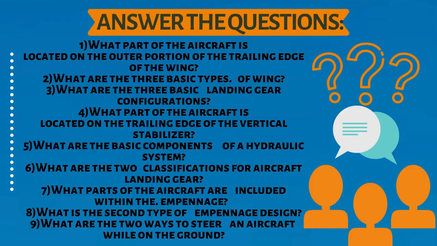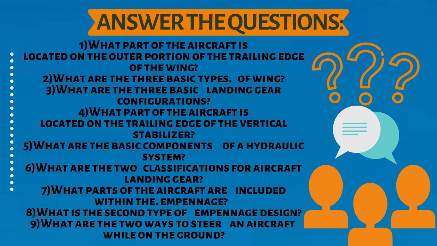Answer the questions. What part of the aircraft is located on the outer portion of the trailing edge of the wing? What are the three basic types of wing? What are the three basic landing gear configurations? What part of the aircraft is located on the trailing edge of the vertical stabilizer? What are the basic components of the hydraulic system?